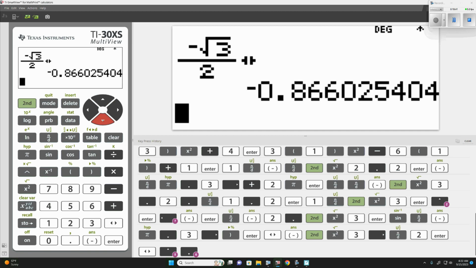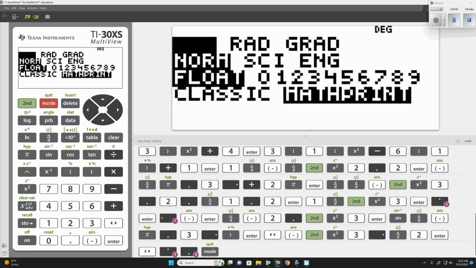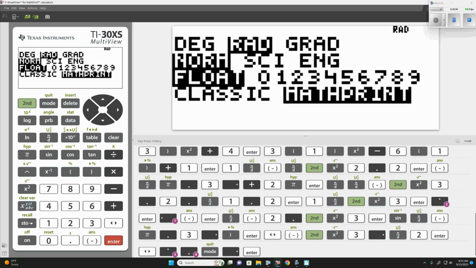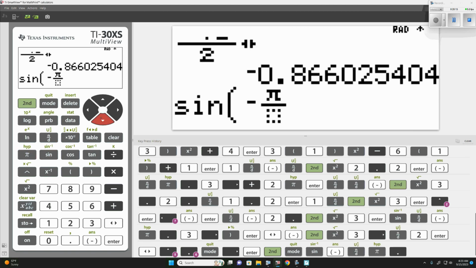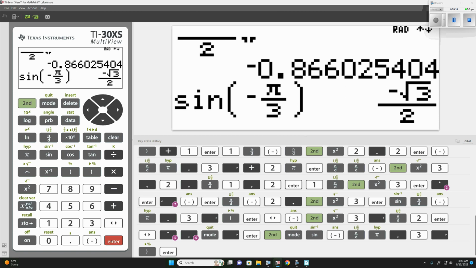And the reason I bring this up is if you see in the top, it says D-E-G, yes? What do you think that's abbreviated for? Degree. What are we plugging in? Are we plugging in a degree measure? We're plugging in a radian measure. If you hit mode up at the top, you see DEG is selected. If I select RAD, radian, it has to be in this mode. So now if I do sine negative pi over 3, close parentheses, enter, we get the correct value.